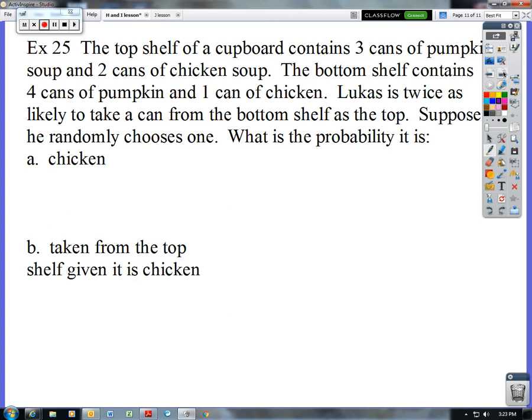Right away when I read this, I think tree diagram. For one thing, it's kind of like you're choosing a jar, and then out of each jar, you're picking a marble. And we use tree diagrams for those. Same deal here. So first, he's going to have to choose a top or bottom shelf. So top, bottom. If he chooses the top shelf, he is going to choose either pumpkin or chicken. Same with bottom, it's pumpkin or chicken.